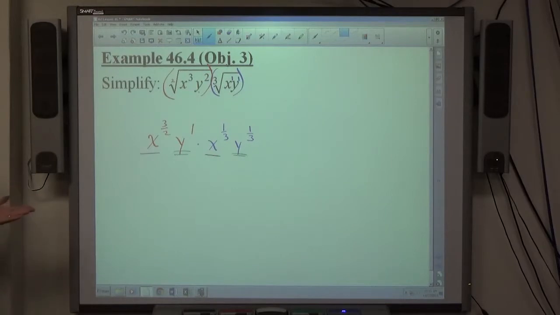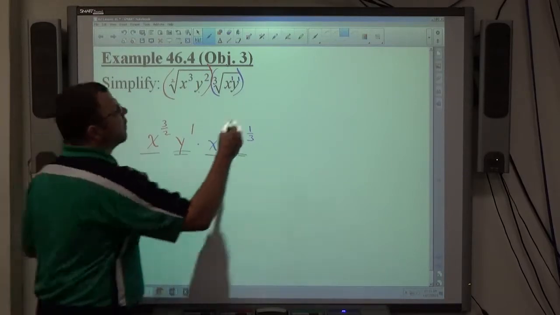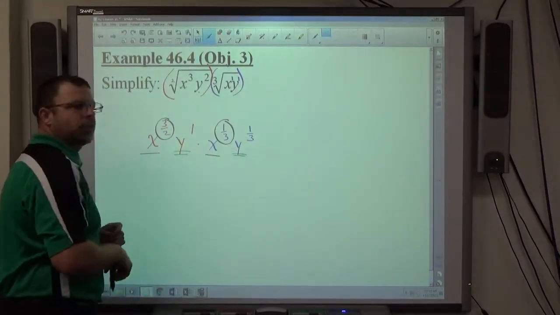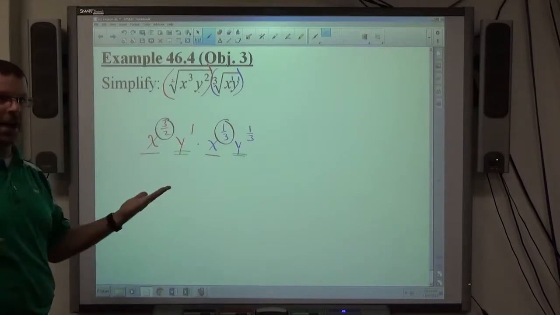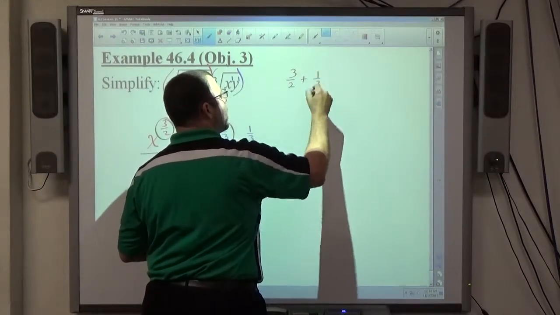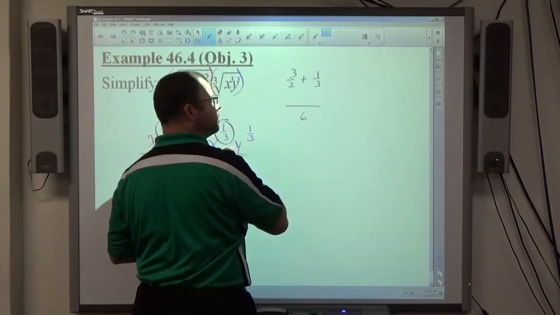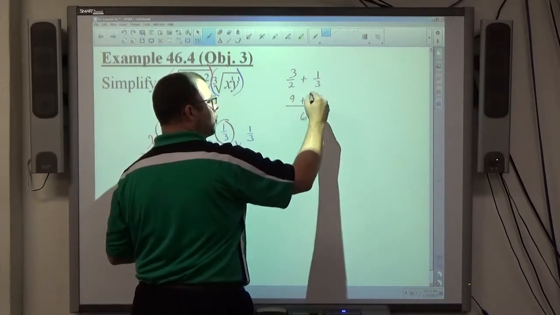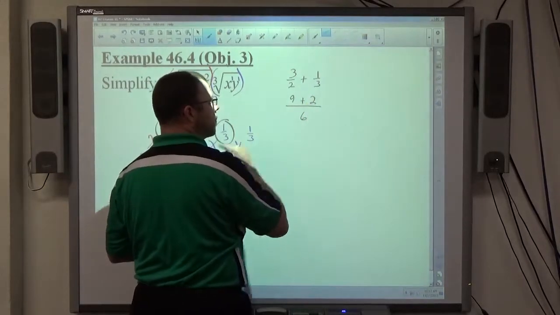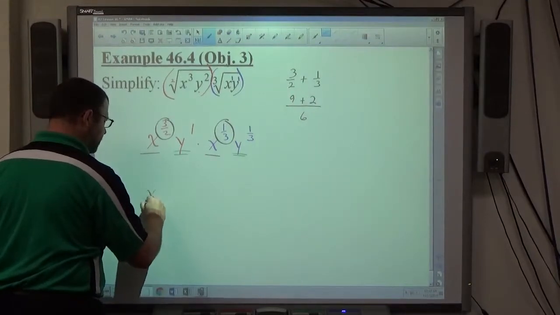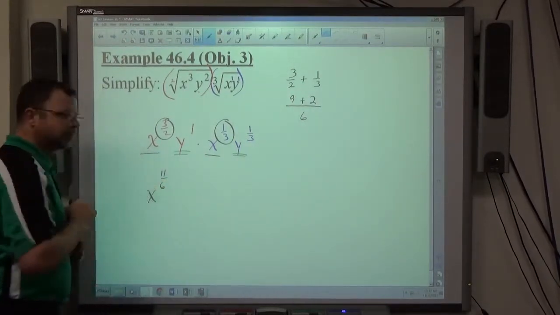And all I have to do to multiply x's is the same thing I did in the other problems. I'm going to add the powers. So for x's, what I have to add is 3/2 and 1/3. Can I add 3/2 and 1/3? No. I have to get a common denominator, right? So if I do 3/2 plus 1/3, common denominator is 6, right? 2 times 3, so 3 times 3. 3 times 2, so 1 times 2. So 3/2 plus 1/3 just makes 11/6. So x is going to be to the 11/6 power.